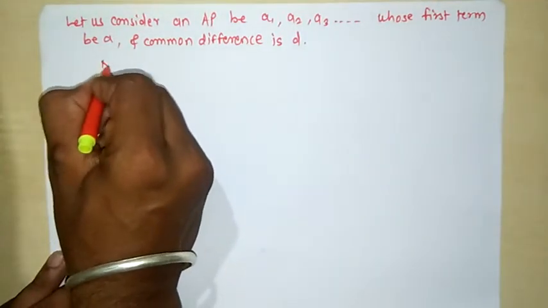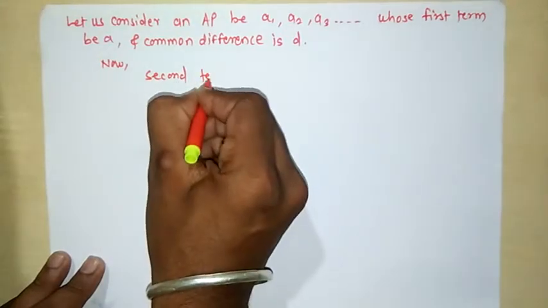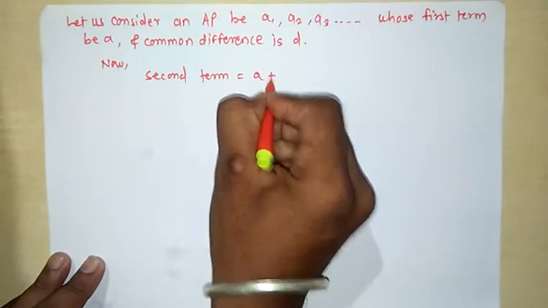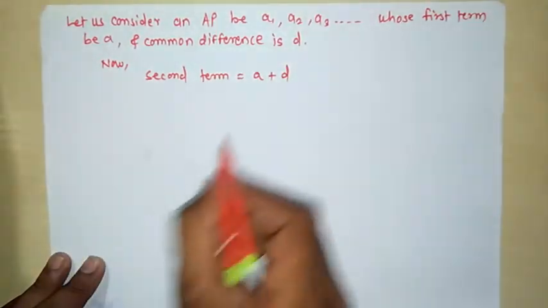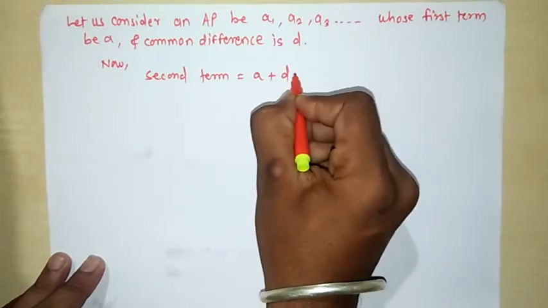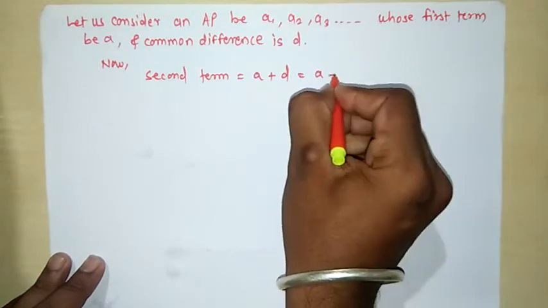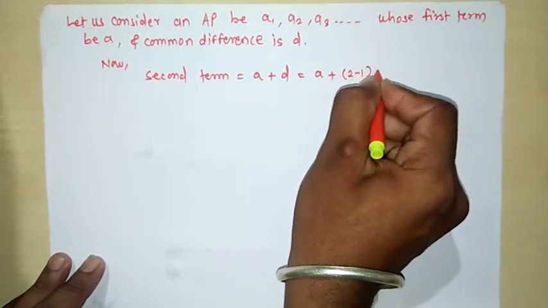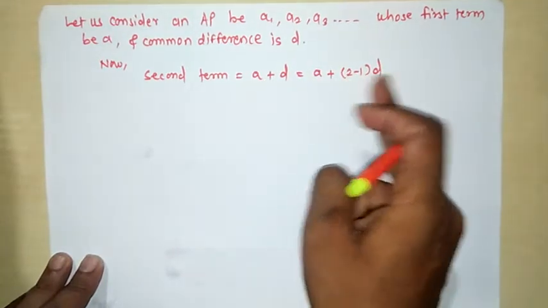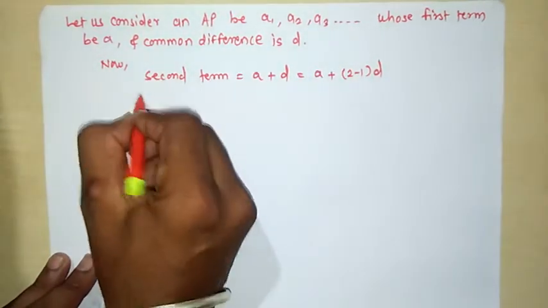Now we will find the second term. The second term is equal to the first term plus the common difference D, that is A plus D. This D is nothing but 1D, which can also be written as A plus 2 minus 1 into D. 2 minus 1 is 1 only, that is D as it is.